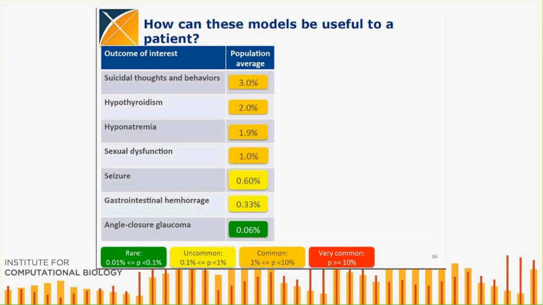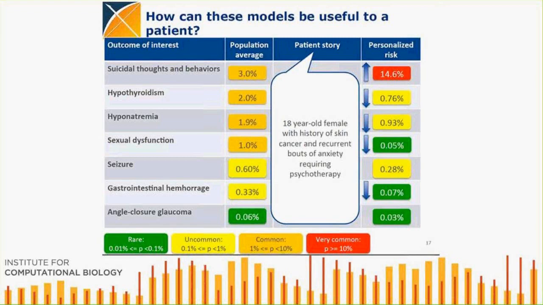So if we think about these different outcomes of interest, and these are the population averages for how often those things occur in the average population. And then we think about an 18-year-old female with a history of skin cancer and recurrent bouts of anxiety requiring psychotherapy, we can then look at those disease definitions again, and we can create an individual level risk estimation for that patient based on her exact features about herself, about her disease course. So these are the types of things that you're going to be able to do with the data once they've been fully mapped to this backbone.